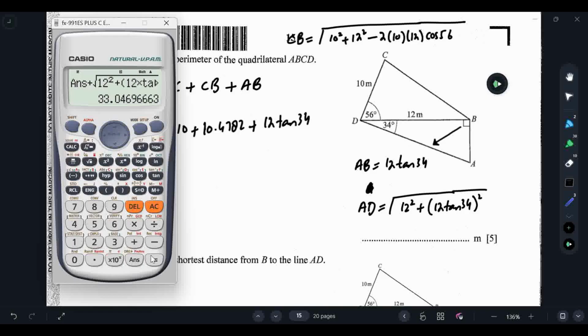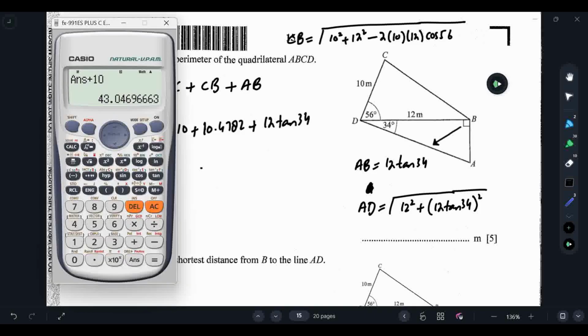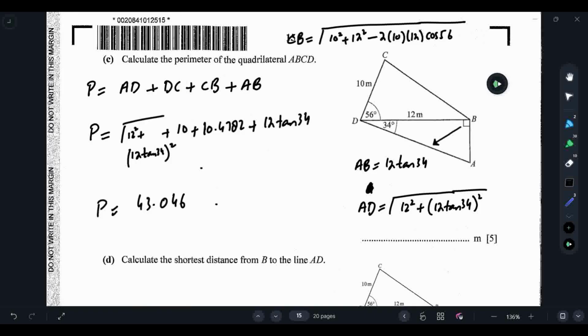So this will be equal to 30.046. So plus 10, this will be equal to 43.0469. So correct to three significant figures, 43.1 will be the final answer.